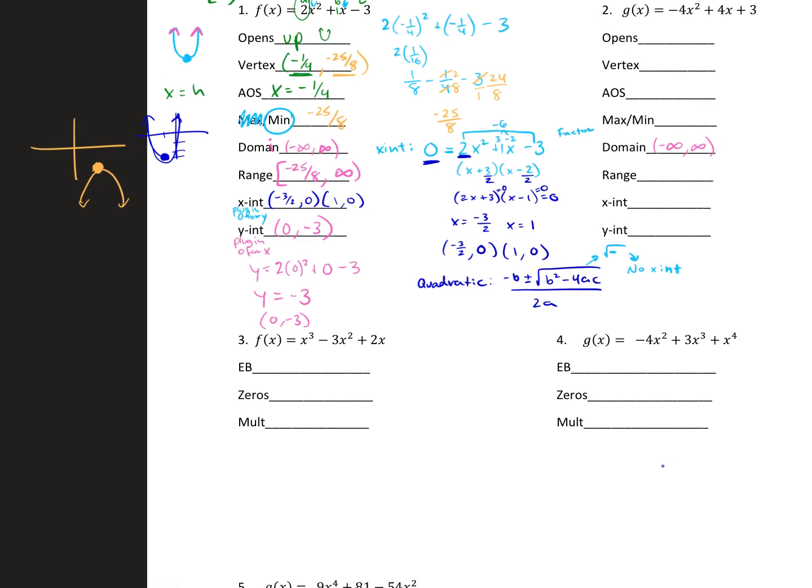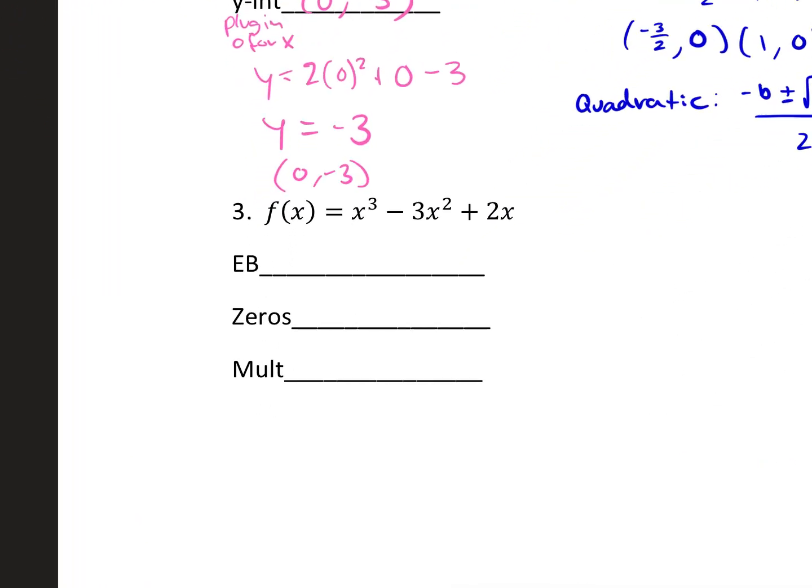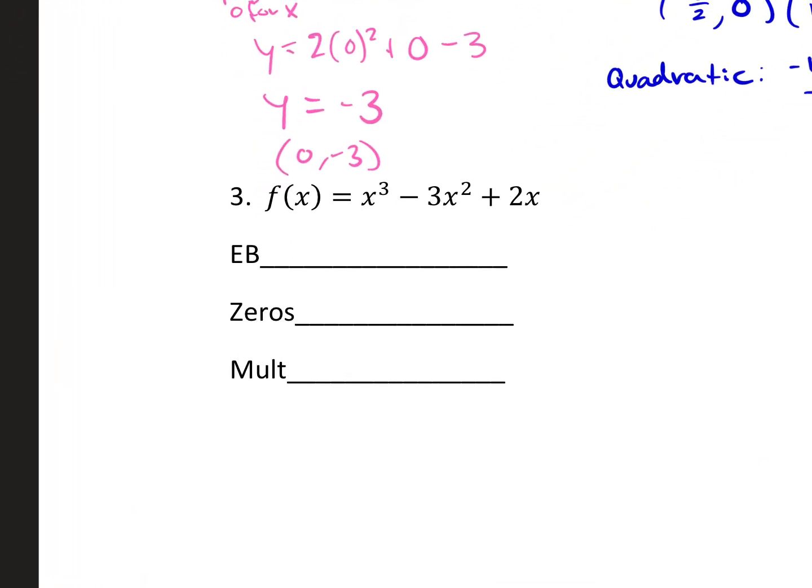All right, let's look at 3 right below it. So here we have to find the end behaviors, the zeros, and state the multiplicity. So for our end behavior, we look at our term with the highest degree, so that would be x to the 3rd power. Is our exponent even or odd? Odd. So are they going to go in the same direction or opposite directions? Opposite. So is it positive or negative? Positive. X to the 3rd power is positive.